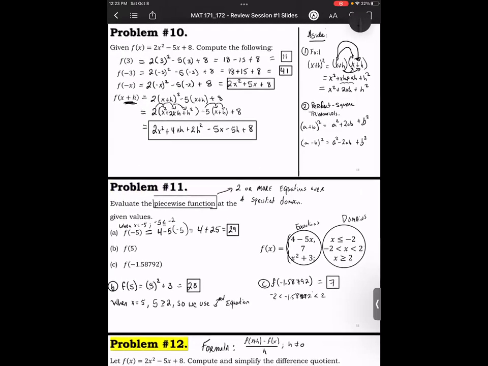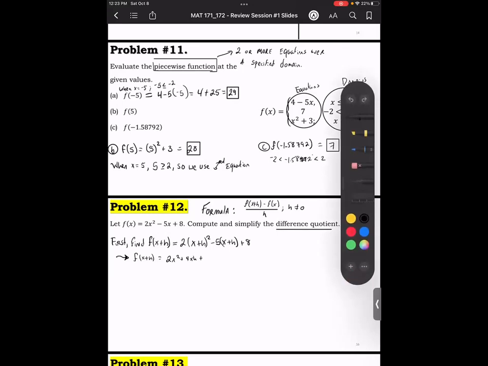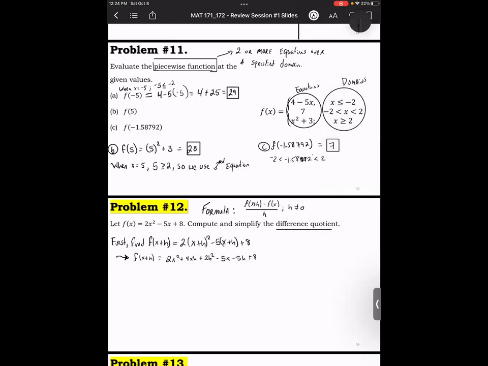Fortunately for us, we did this in problem 10. So if you ever have to go back and see how I did that, just revisit problem number 10. So long story short, when we compute f of x plus h, based on the results from problem 10, we saw that this was 2x squared plus 4xh plus 2h squared minus 5x minus 5h plus 8. Again, this was by the results of problem 10b. All right, now that you've got your f of x plus h, you can go ahead and make some substitutions into your formula.